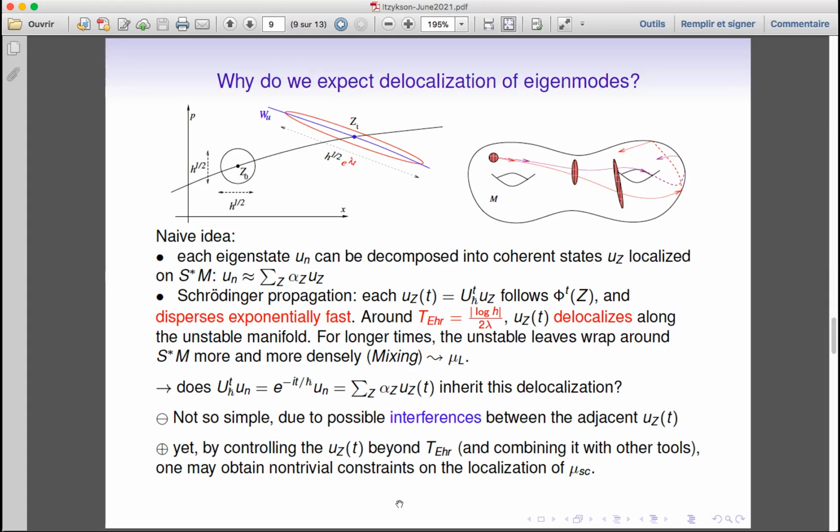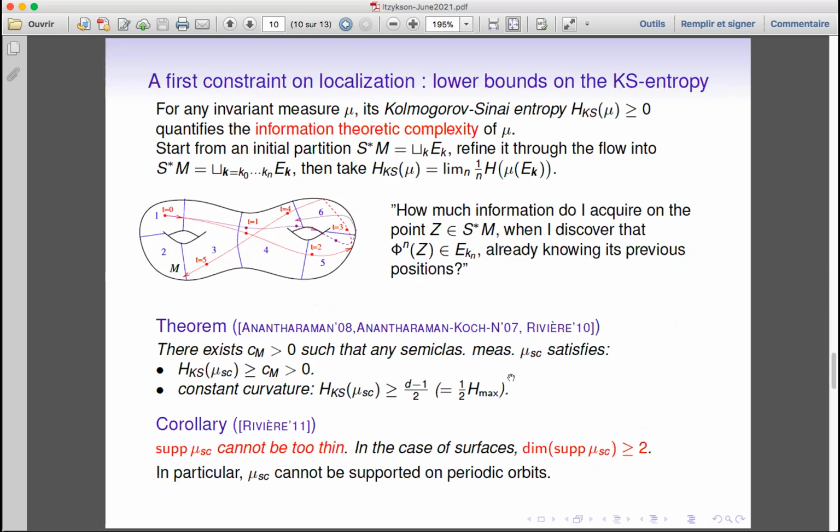Anyway, this control of these wave packets beyond the Ehrenfest time, that is for longer logarithmic times, is crucial in the proofs of the two results I will show below. These results do not prove quantum unique ergodicity, but they still put some constraints on the possible semiclassical measures, that is, the possible behaviors of high frequency eigenstates.